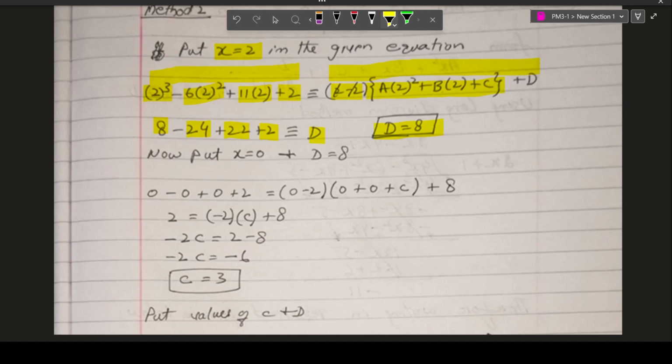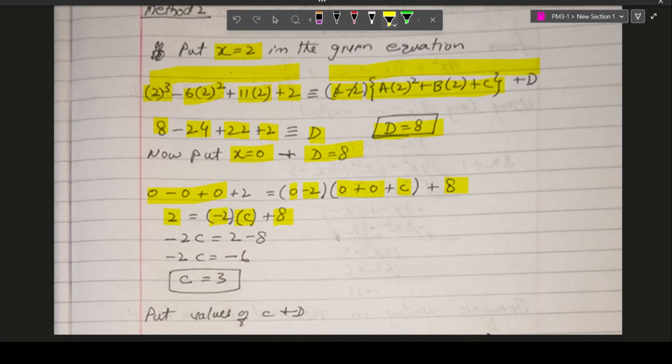Now use another technique. Now put x is equal to 0 and d is equal to 8 in the same equation. So wherever it was x, all will become 0. All will become 0. And put the value of d. So this will leave only c behind. Now if you solve this, on the left hand side you get 2, on the right hand side you get minus 2, which is here, into c plus 8.